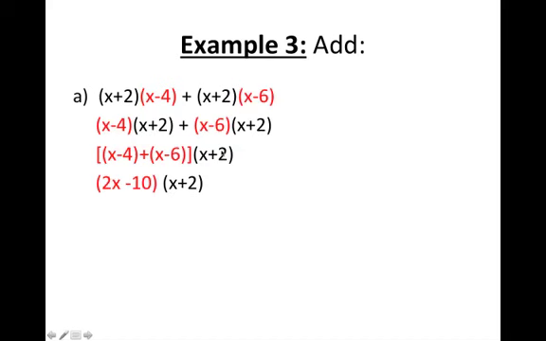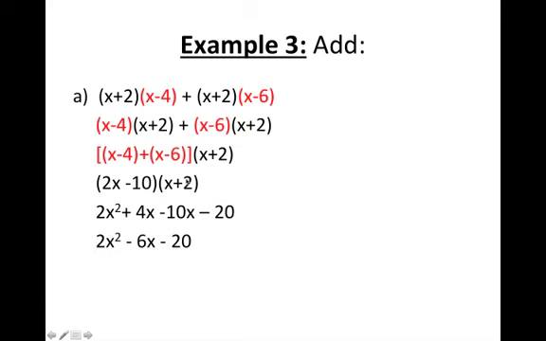Well, x minus 4 plus x minus 6 is going to give me 2x minus 10 times (x plus 2), and now I can just FOIL once. And so I'm going to get 2x squared plus 4x minus 10x minus 20, combine like terms, and I get 2x squared minus 6x minus 20.